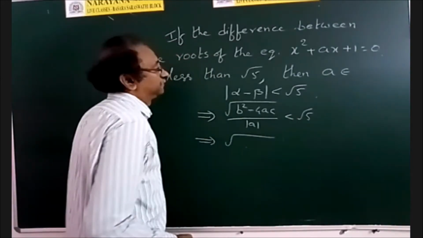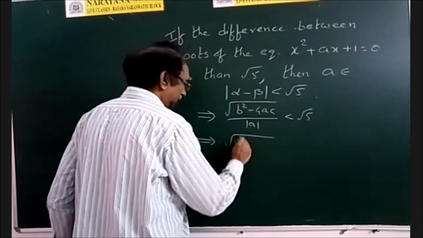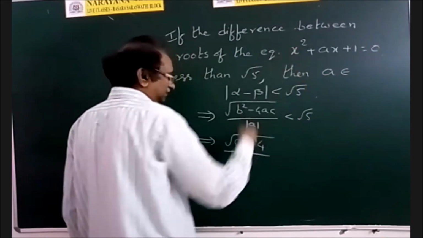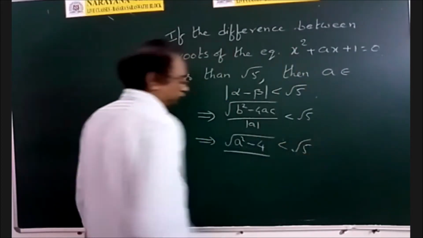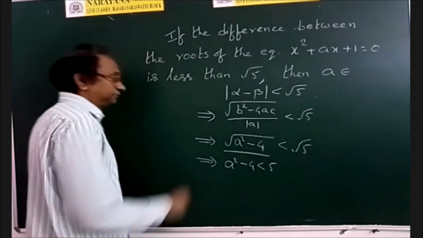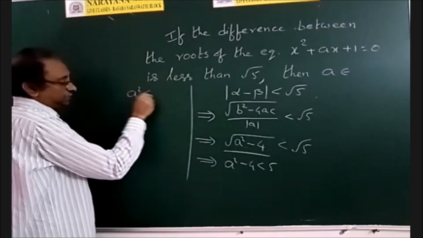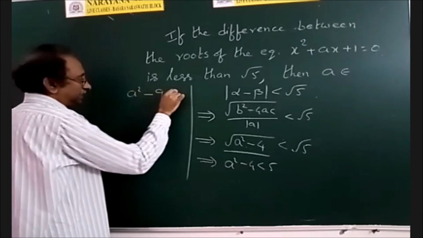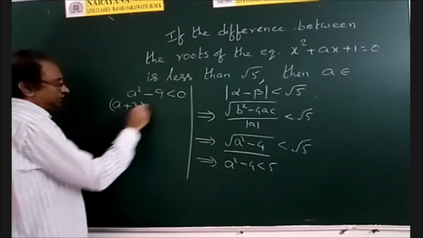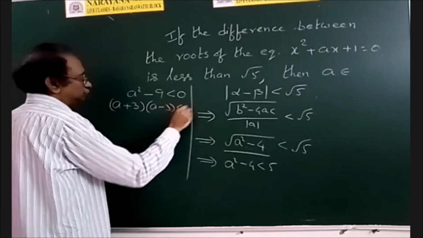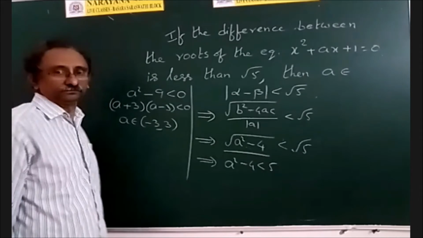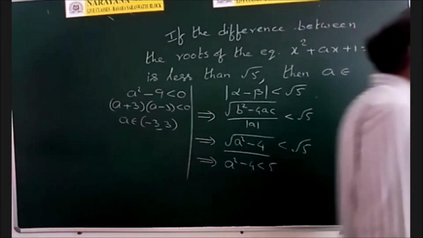And this is square root of b square, that is a square minus 4ac, 4 by mod a is nothing but 1, you need not write, less than root 5. So squaring on both sides, a square minus 4 less than 5. That means a square less than 9, or a square minus 9 less than 0. So this is nothing but a plus 3 into a minus 3 less than 0. Therefore, a belongs to open interval minus 3 comma 3. So that is the range of a.